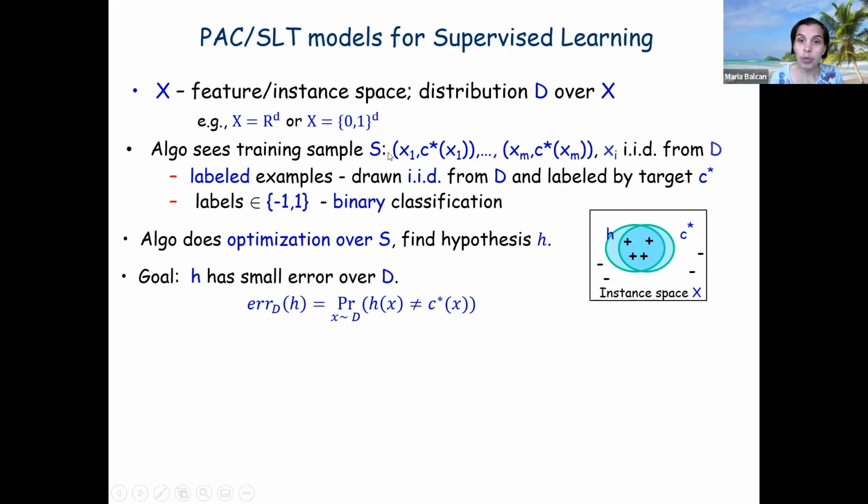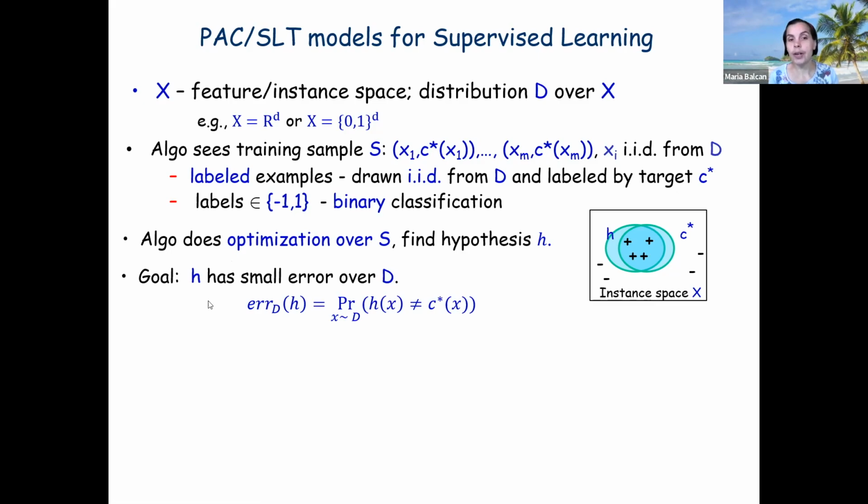At training time, we're going to see a sample S of examples x1, x2, ..., xm that are drawn IID, independent and identically distributed, from this distribution, and they're also going to be labeled according to some fixed unknown target function, which we denote here c star. Then our goal is to do some optimization over the given sample and find a hypothesis h, or a classifier h, that has small error rate with respect to this fixed unknown distribution and the fixed unknown target function c star.